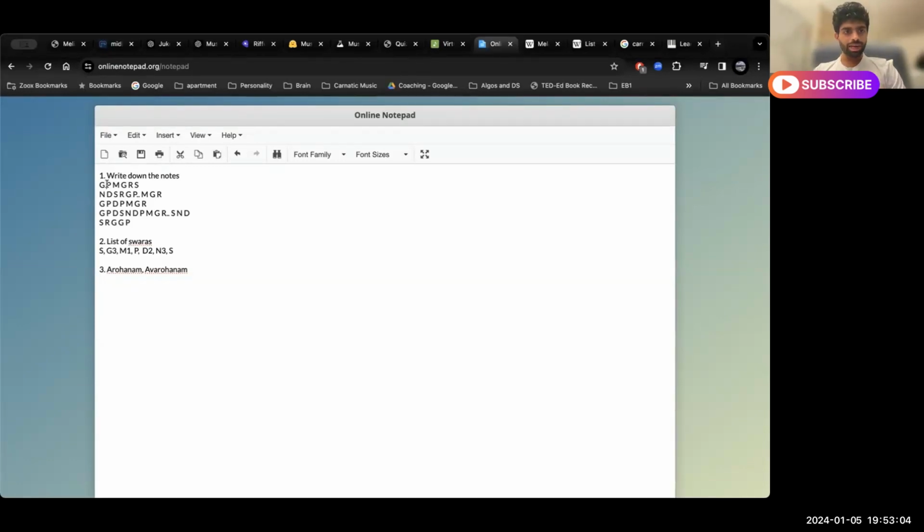So let us see. Pa is present in the arohanam. So let's write down the Arohanam possibilities. So Pa is present because the Ga to Pa transition is allowed. And similarly in Avarohanam, the Ma is present because the Pa to Ma transition is allowed here. Similarly, Ga is present.